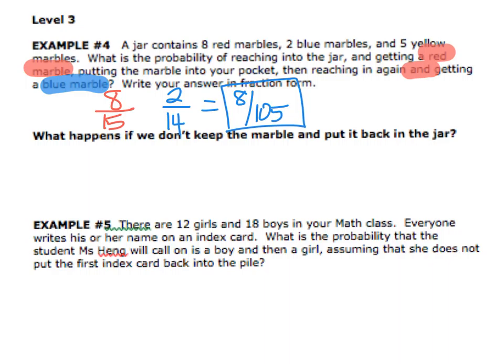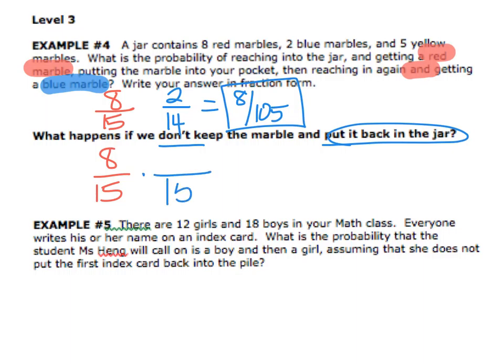Now, what would this look like if we don't keep the marble, but we put it back in the jar, so it doesn't change the total amount of marbles in the jar the second time? So it's still 8 out of 15 for the red marble. And now for the blue marble, I put the marble back that I pulled the first time, so there's still 15 in there. And there's still two of the blue ones. So instead of 2 over 14, it's 2 out of 15 because I put that first marble back. So I multiply them and I reduce that fraction, 16 over 225.